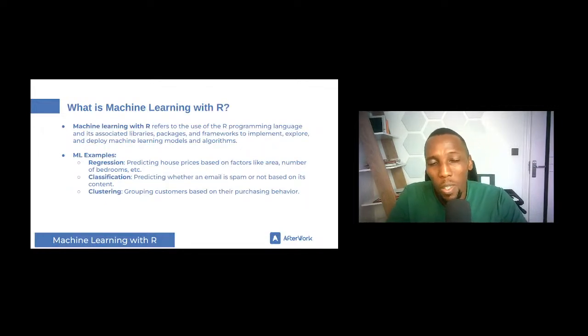So what is machine learning with R? This is just the process of using the R programming language, which is a popular data science, data analytics tool, to implement and explore, as well as deploy machine learning models and algorithms. Machine learning models are programs that we train on data, and then we use those programs to make predictions.